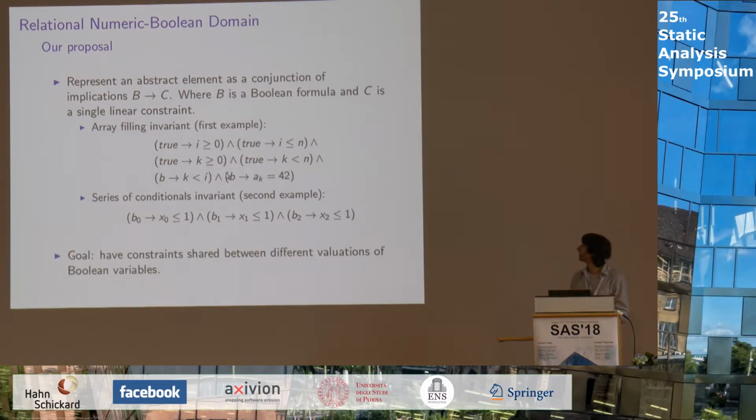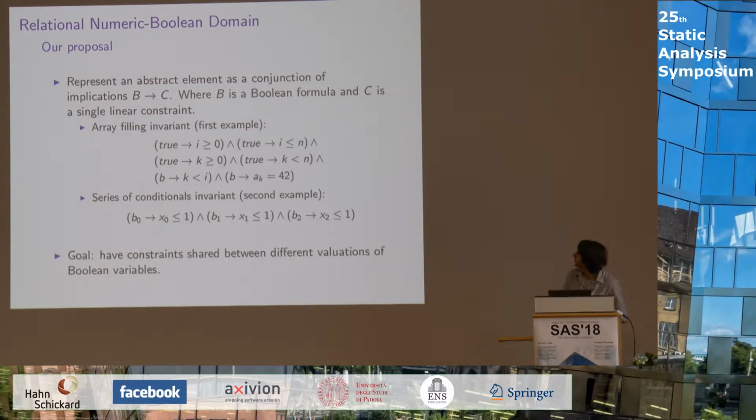Okay, so the proposal was that maybe we would allow every linear constraint to be labeled by a Boolean formula that enables it, right? So now we want our abstract element to be a sort of conjunction of implications. B implies C, right? Where C is a single linear constraint and B is a Boolean formula.